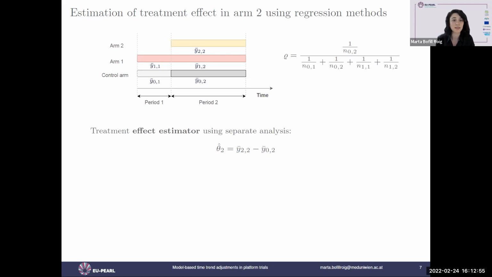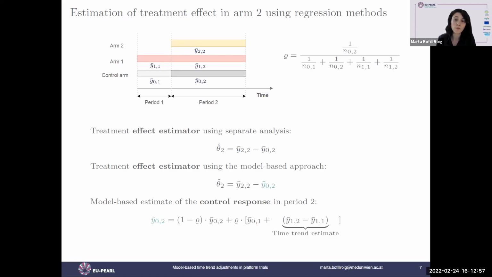Next slide, please. When using the model-based approach, this estimator is the difference between the sample mean of arm 2 data and an estimator of the control that accounts for concurrent and non-concurrent control data. Indeed, this estimator is a weighted mean between the concurrent control mean and the non-concurrent control mean, adjusted for the time trends by means of the difference in response from period 1 to period 2 in arm 1, as we can see in the last equation in this slide. Next slide, please.